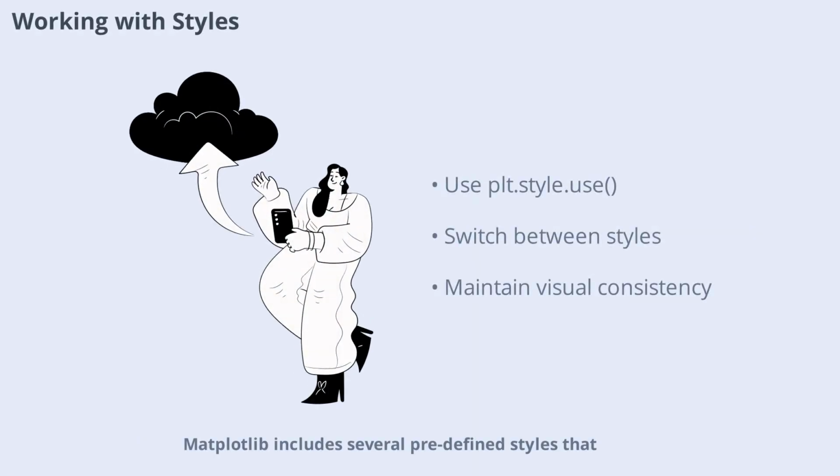Matplotlib includes several predefined styles that instantly change the look of your plots. By using plt.style.use, you can switch between styles like ggplot, Seaborn, or Classic. Styles help you maintain consistency across multiple charts and can save time when preparing visualizations for different audiences or publications.